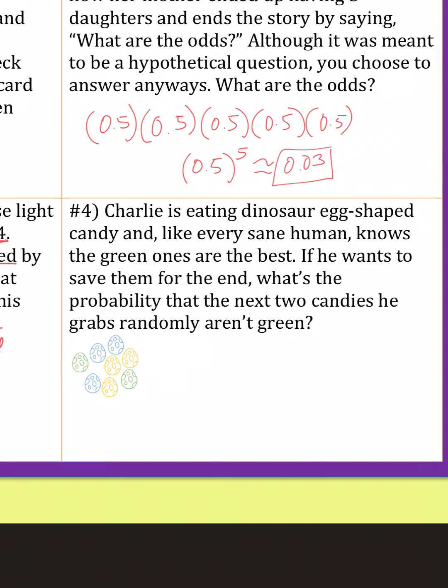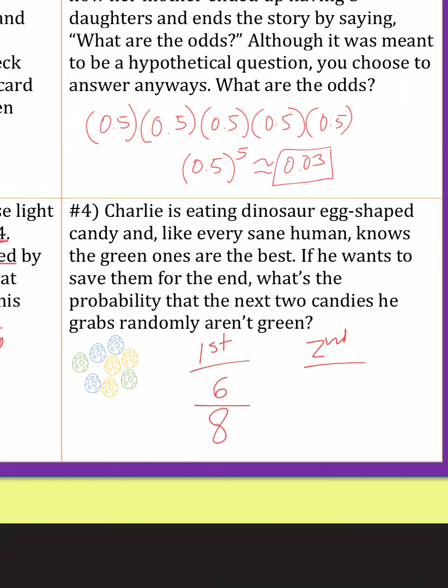Number 4, Charlie's eating dinosaur-shaped egg candy, and like every sane human knows the green ones are the best. Got that right. If he wants to save them for the end, what's the probability the next 2 candies he randomly grabs aren't green? Okay, so let's do first candy and second candy. He's grabbing 2 candies. The probability that the first one is not green, well, there's 1, 2, 3, 4, 5, 6, 7, 8 candies, and of those, 6 of them are not green.